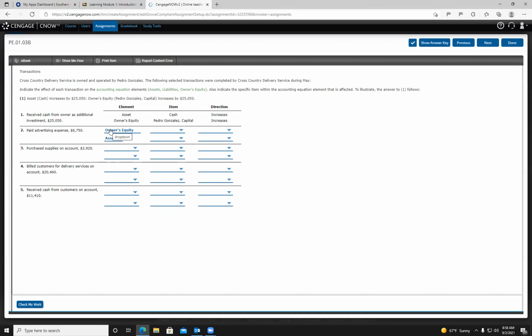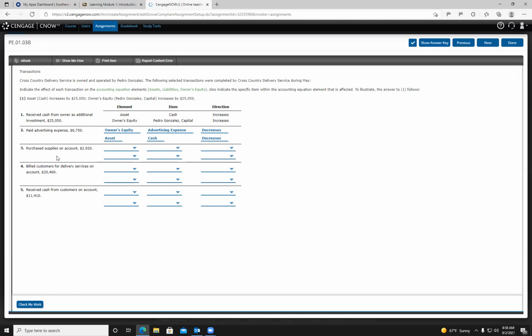All right. So now if it affects owner's equity and it's an expense, then we're going to record it as an advertising expense. That's the item under the equity that's being affected. And if we're not paying it on account and we're paying it with cash, then cash is what's being affected. Now, this is an outflow of cash. So we're decreasing our cash and we're decreasing our owner's equity. Let's look at the next one.